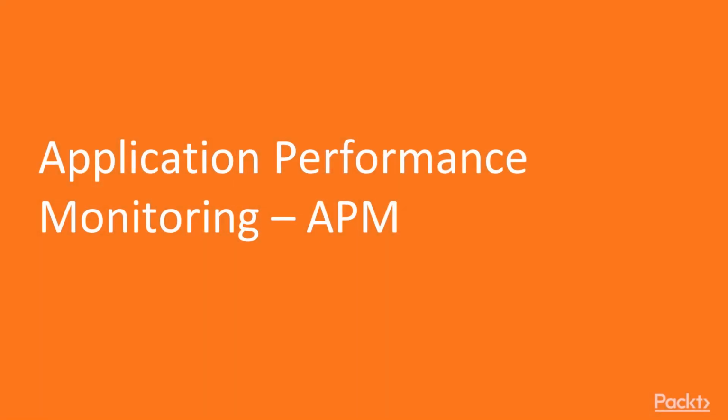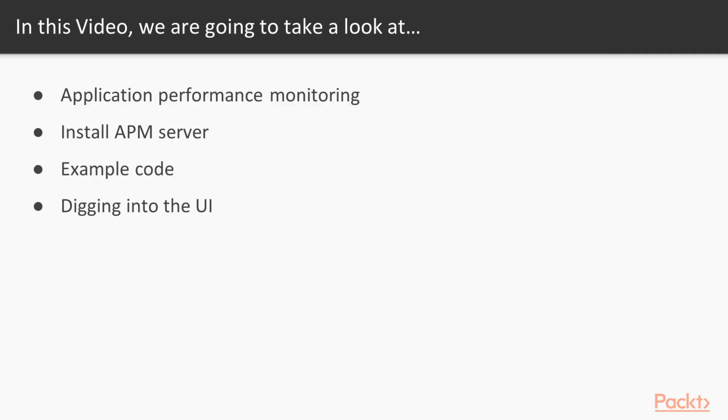In this video, we'll be looking at the APM feature of XPack. This is the new Application Performance Monitoring component within XPack. Throughout this video, we'll be looking at what Application Performance Monitoring is. We'll look at how we install and configure the APM server. I'll show you some example code that is using the APM client within our application, and then we'll dig through the user interface that's built into Kibana for APM.